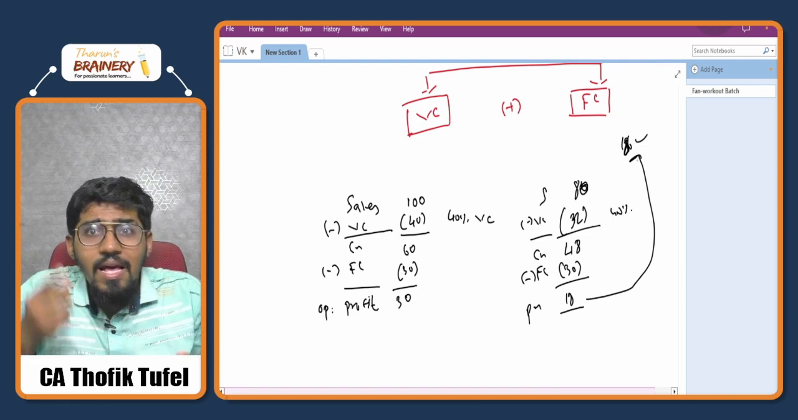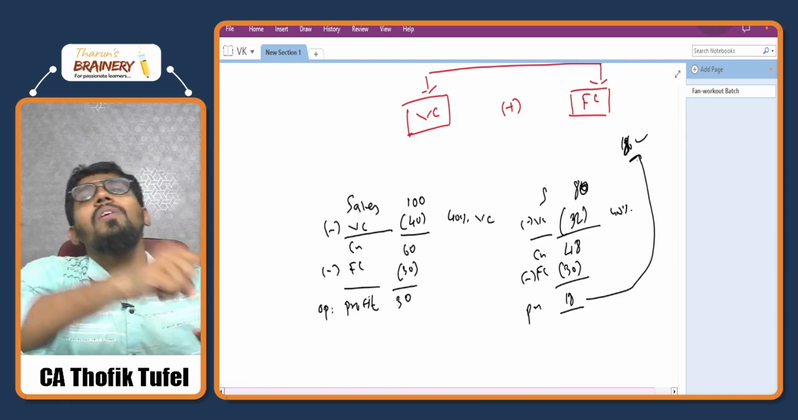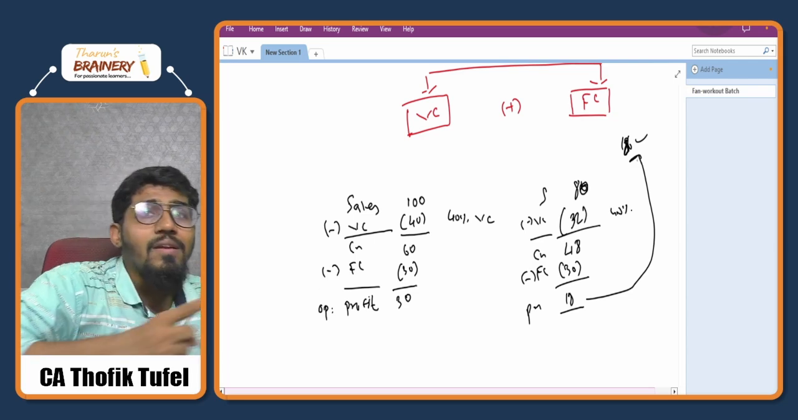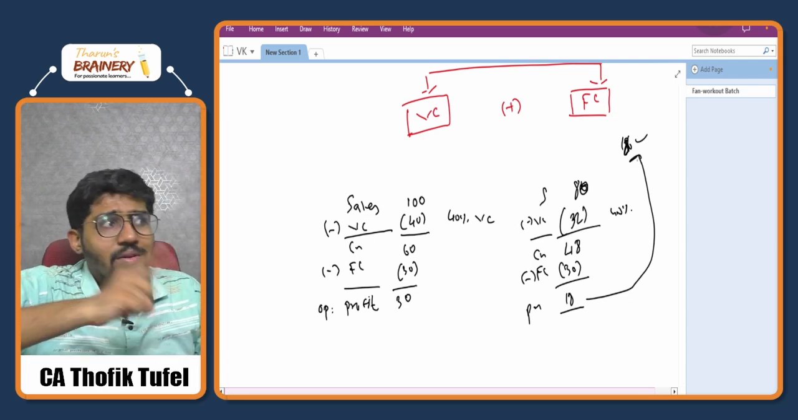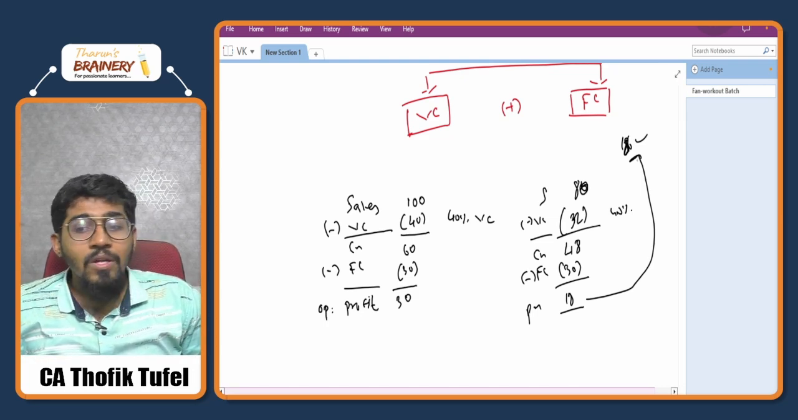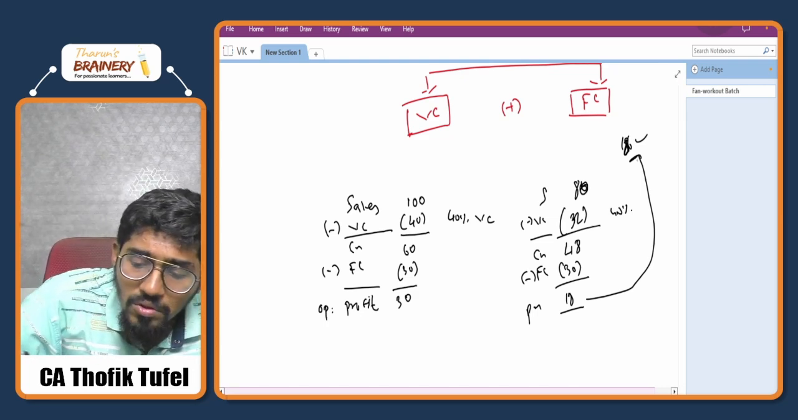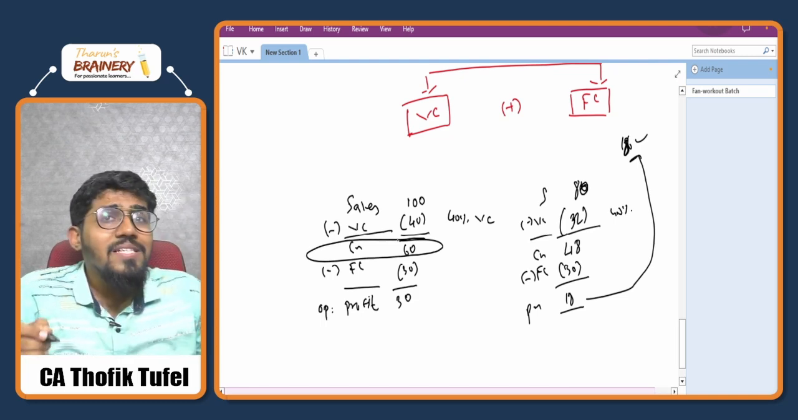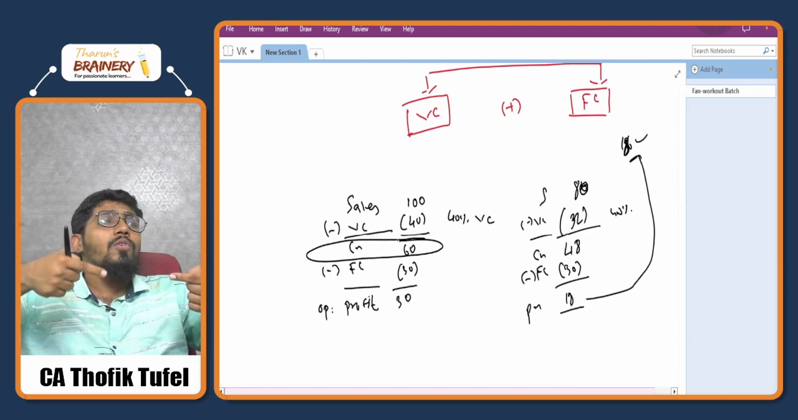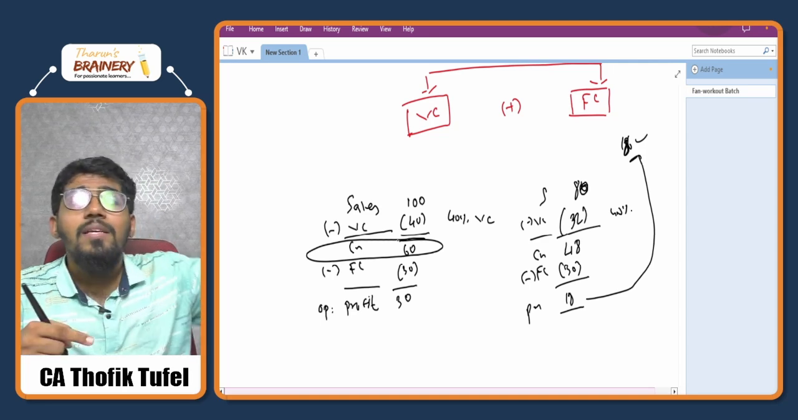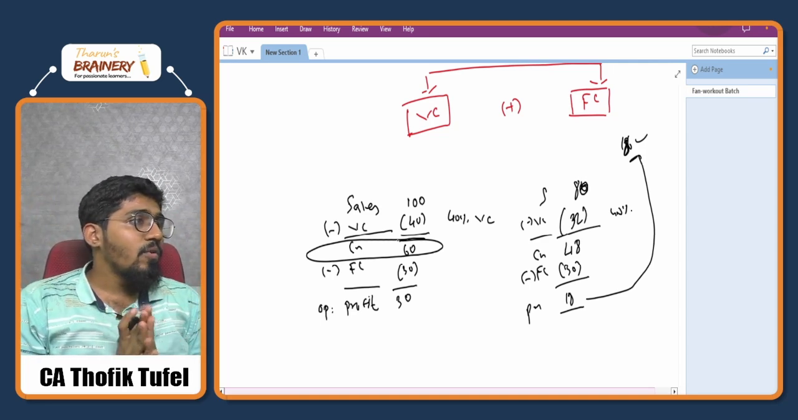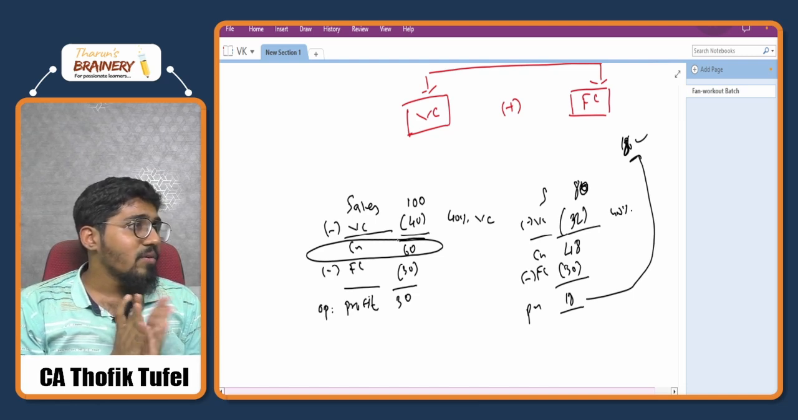Sir, which means after break-even, whatever you are earning, the entire contribution is coming to your profit. Before break-even, whatever you are earning, the entire contribution was going to your fixed cost recovery. So this amount of contribution is going to your fixed cost and this amount is going to your profit. That is the reason it is called contribution. Understanding? If you're understanding, you have to clap hands.